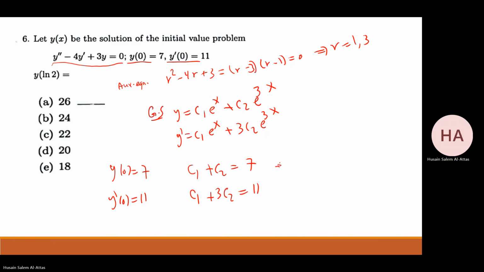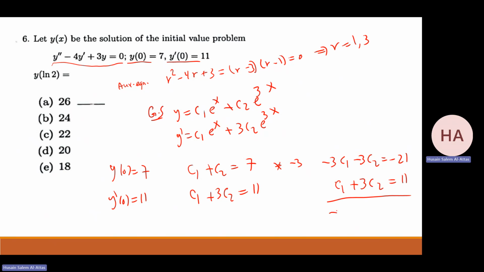I can multiply by minus 3 in this one to have minus 3C1 minus 3C2 equals minus 21. And I have C1 plus 3C2 equals 11. So I have minus 2C1 equals minus 10. Am I right? Yeah. So C1 equals 5. Plug it here. C2 equals 2. So my solution, y equals 5 e to the power x plus 2 e to the power 3x.